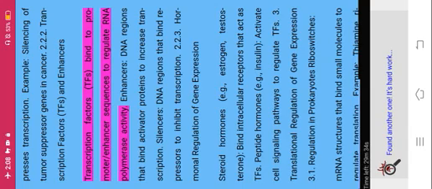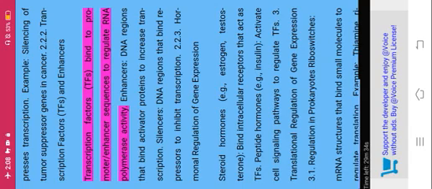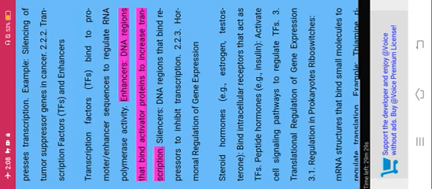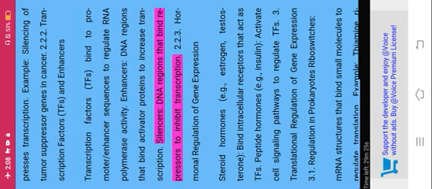Transcription factors, TFs, bind to promoter and enhancer sequences to regulate RNA polymerase activity. Enhancers: DNA regions that bind activator proteins to increase transcription. Silencers: DNA regions that bind repressors to inhibit transcription.